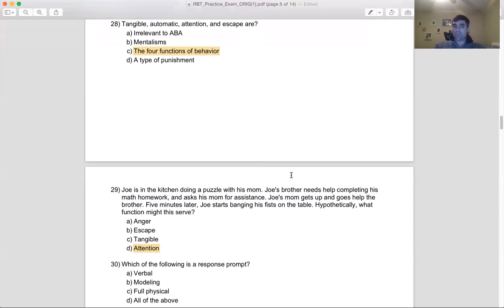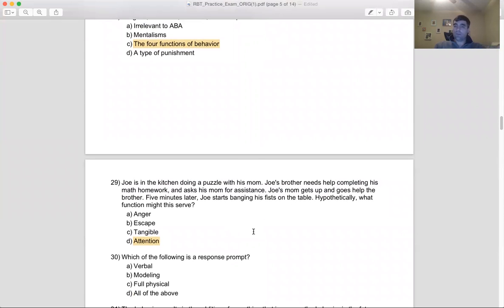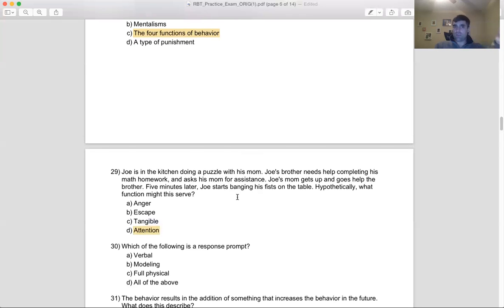So whenever they ask you what the function is, look at these 4 and think about what's the best answer, right? What is your best guess, okay? So look at what happened before, what happened after, and what they need, all right? What are they trying to get? Remember, a function of a behavior, you're just trying to get something or get rid of something, okay?